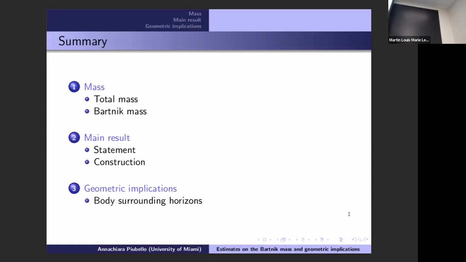Okay, so this is just the structure of the talk. I will start by giving a brief introduction on mass, and then we will start talking about Bartnik mass. And I will outline some of the estimates that are known for the Bartnik mass. And from there, we will move on to our main estimates for today. And I will show you briefly the construction that we use to get to that estimate. And finally, we will talk about a geometric implication.